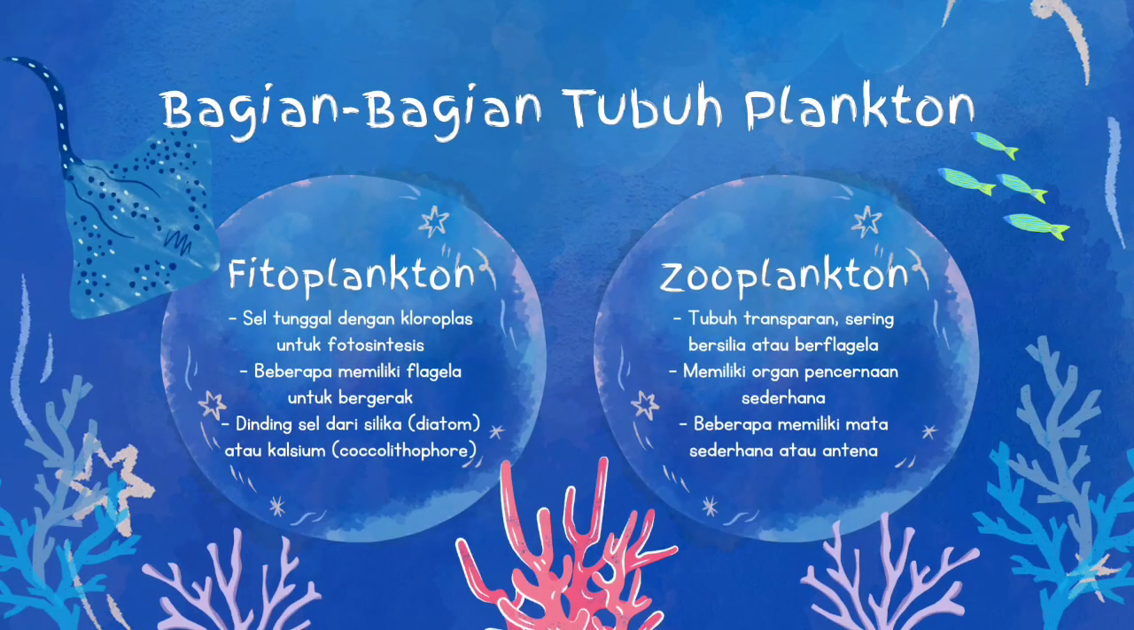Body parts of plankton. Phytoplankton: single cell with chloroplasts for photosynthesis. Some have flagella for movement. Cell wall of silica, diatoms, or calcium, coccolithophore. Zooplankton: transparent body, often ciliated or flagellated. Have simple digestive organs. Some have simple eyes or antennae.